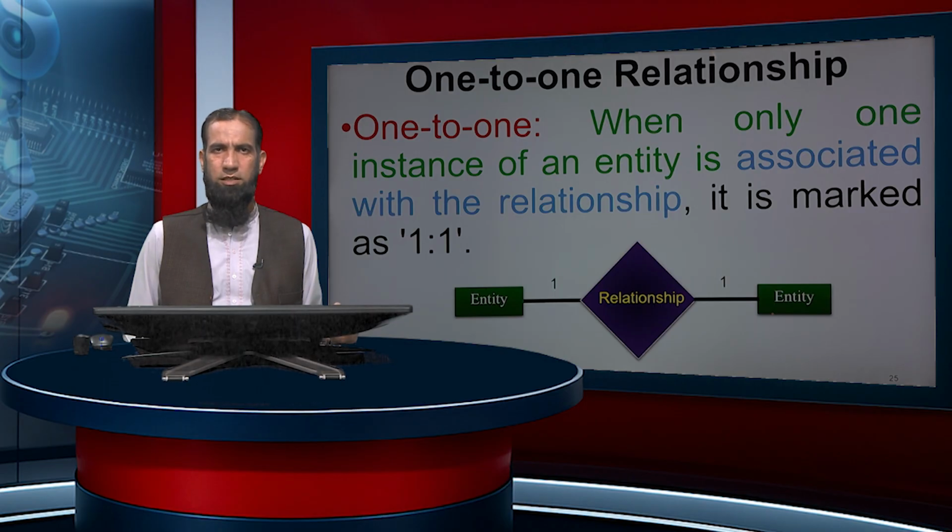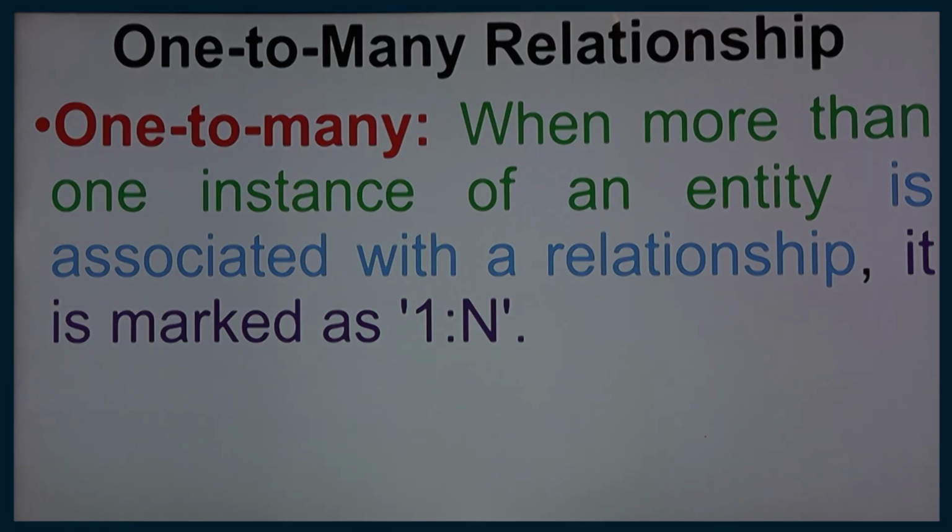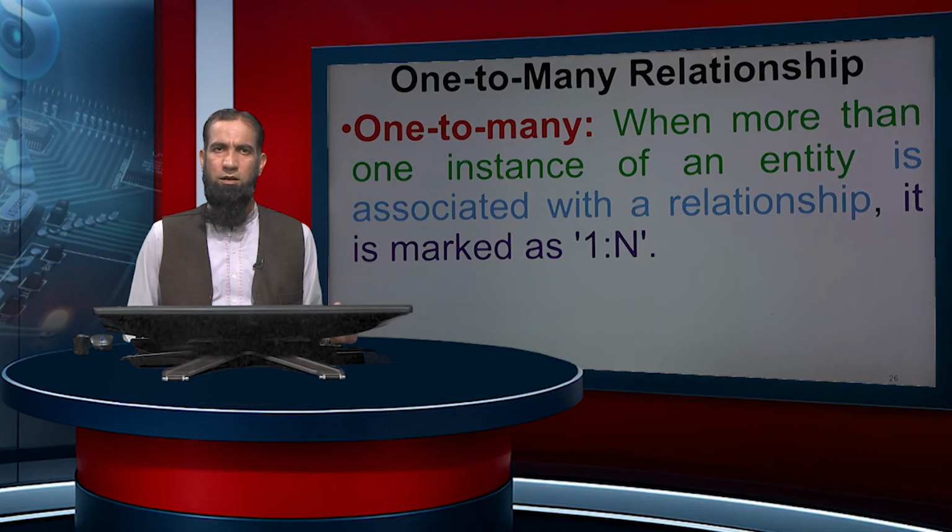Another example is in a company, one department can have many employees, but each employee belongs to only one department. In an entity relationship diagram, this is shown by writing 1 on one side and N or M on the other side of the relationship line. So M or N denotes the many relationship and 1 denotes the one relationship.